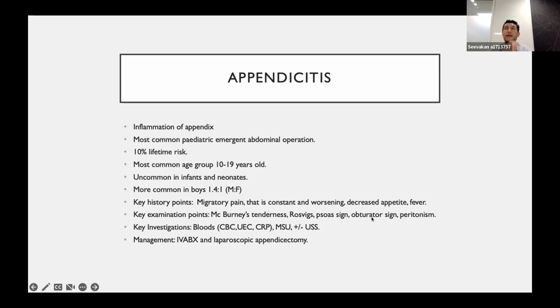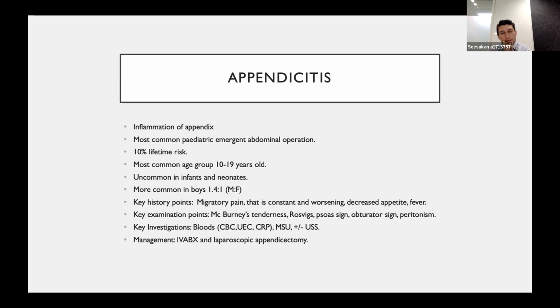Obturator sign is when you grasp the leg and internally rotate at the hip. This is to see whether or not there's a pelvic appendix. And they'll develop pain in the same reproducible place, which is usually in the right lower quadrant.